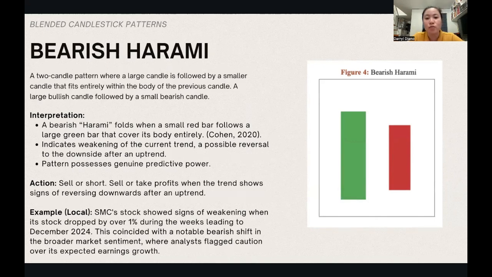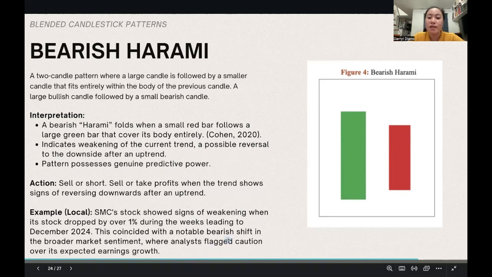According to Cohen in 2020, this pattern possesses genuine predictive power. Take, for example, San Miguel Corporation. SMC might show, after a rally, a small red candle within a large green one, which suggests an impending reversal. SMC stock showed signs of weakening when its stock dropped by over 1% during the weeks leading to December 2024. This coincided with a notable bearish shift in the broader market sentiment, where analysts flagged caution over its expected earnings growth.